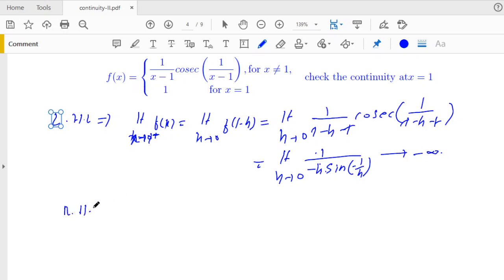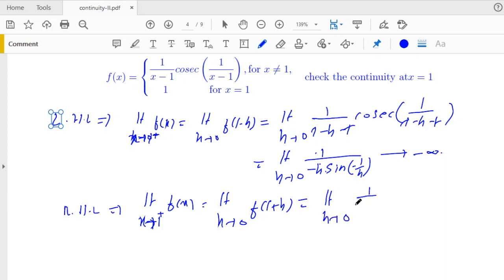Similarly, the right hand limit equals the limit as x goes to 1 plus of f of x, which equals the limit as h goes to 0 of f of 1 plus h. This implies the limit as h goes to 0 of 1 plus h minus 1 into cosecant of 1 by 1 plus h minus 1, and this is also minus 1.